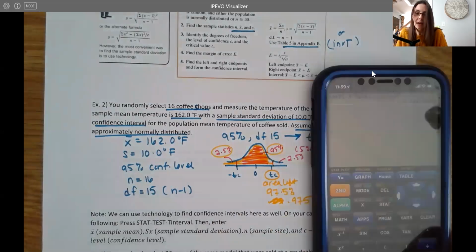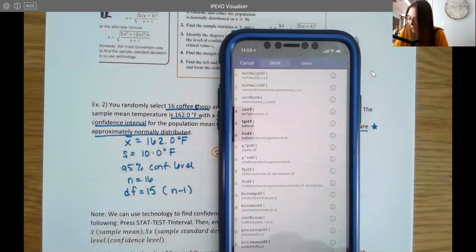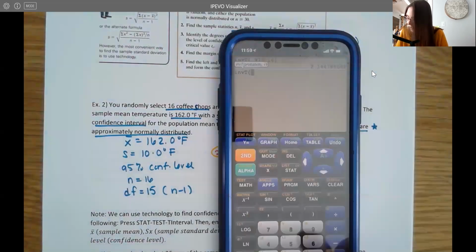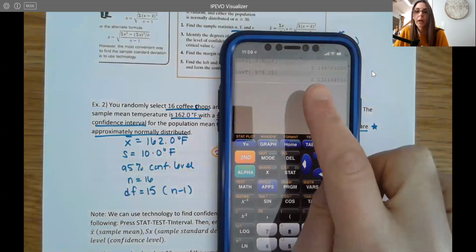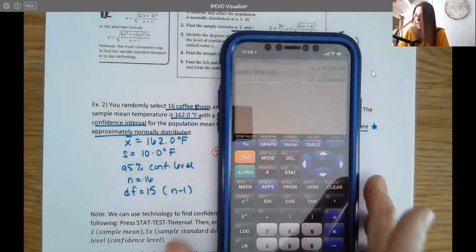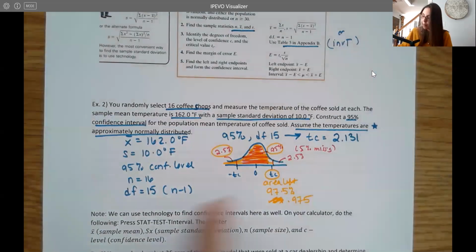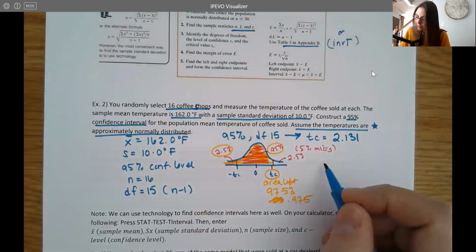So if I'm using my calculator, I'm going to go ahead and first hit second bars and then inverse T. My area to the left is 0.975 and my degrees of freedom here is 15. And you can see there's that 2.131 that we're looking for. So you can do it that way too. Again, this is probably the one time where the table is probably going to be faster for you, but we can get the same value in either case.